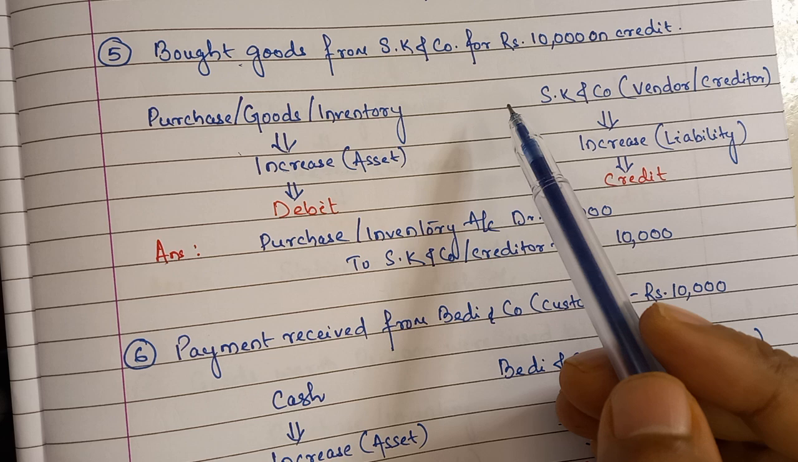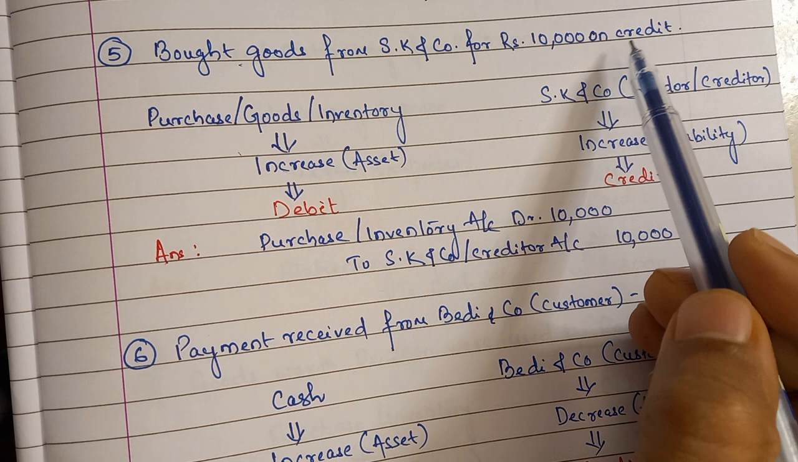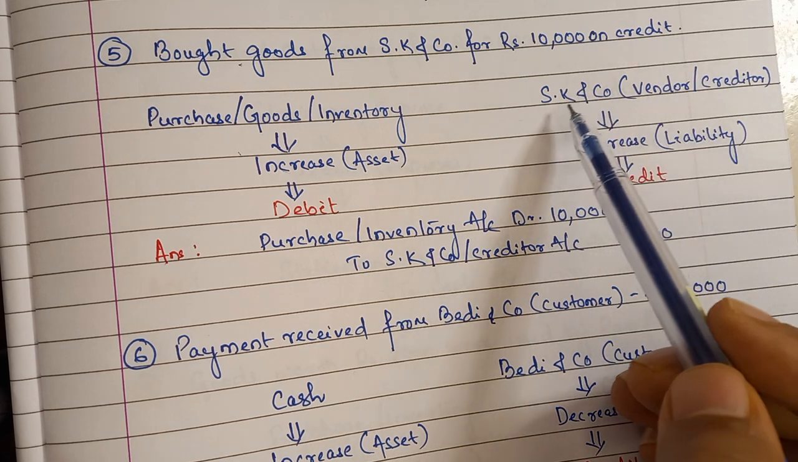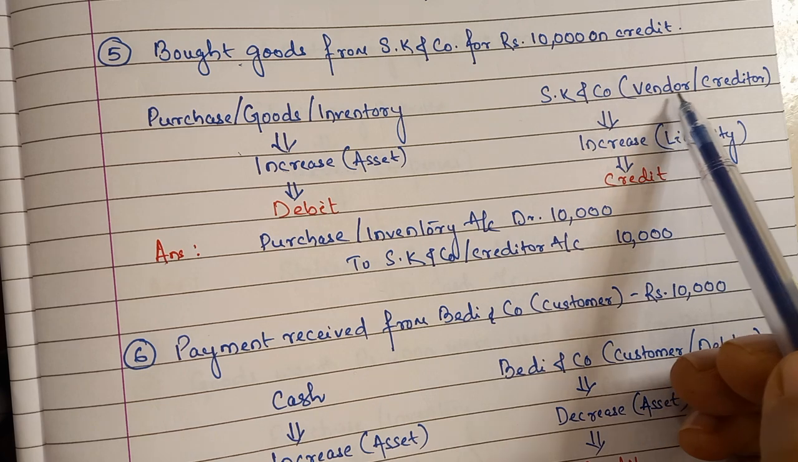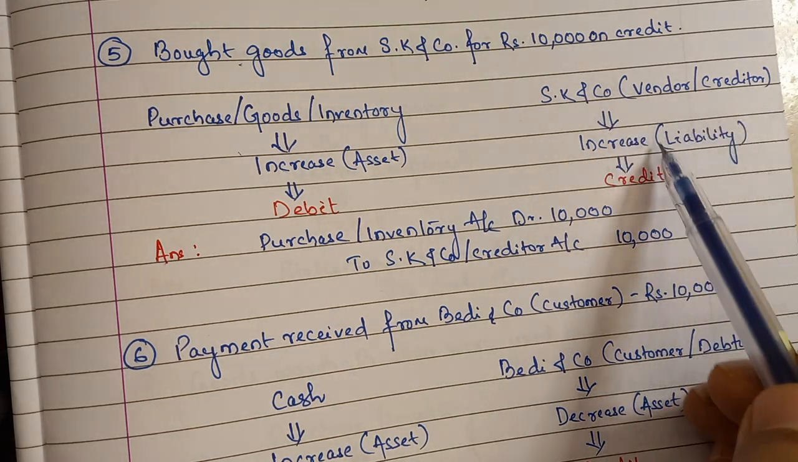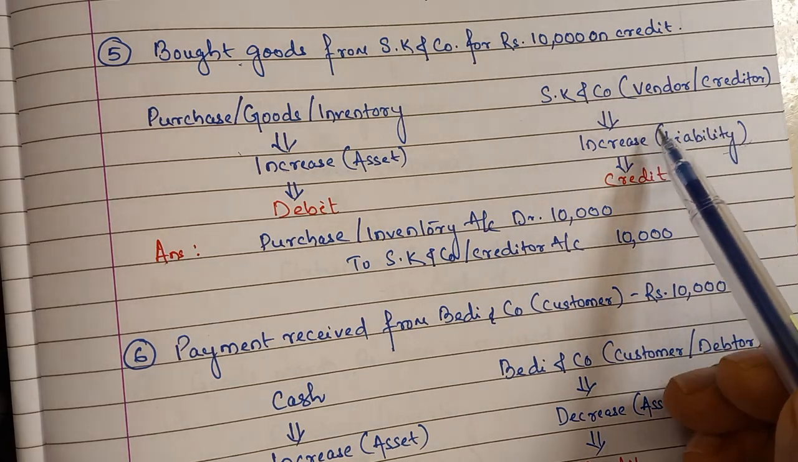Now, whether we paid cash in this case, whether the business has paid cash, the answer is no. Why? Because this is a purchase on credit. So when you purchase on credit, you have to create a liability because you have to pay SK and Co, who is a vendor or creditor, in future. So there is an increase in your liability, right? Who is SK? SK is a vendor, so you have to increase the liability.